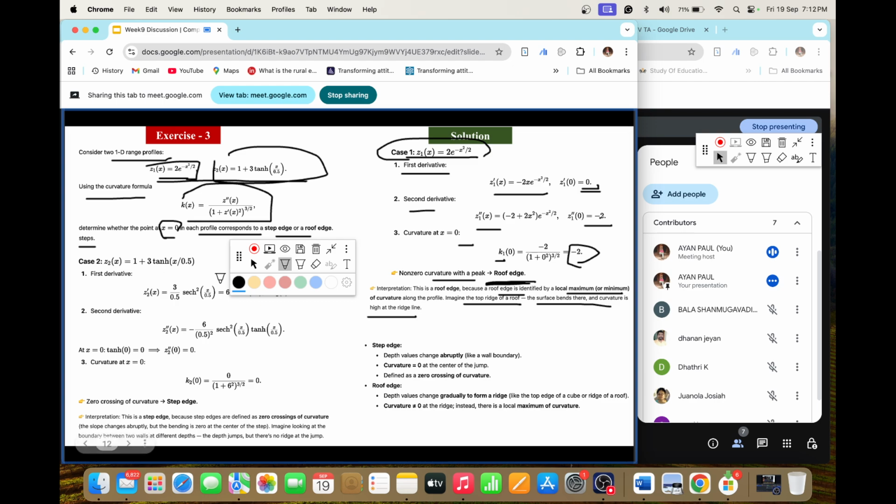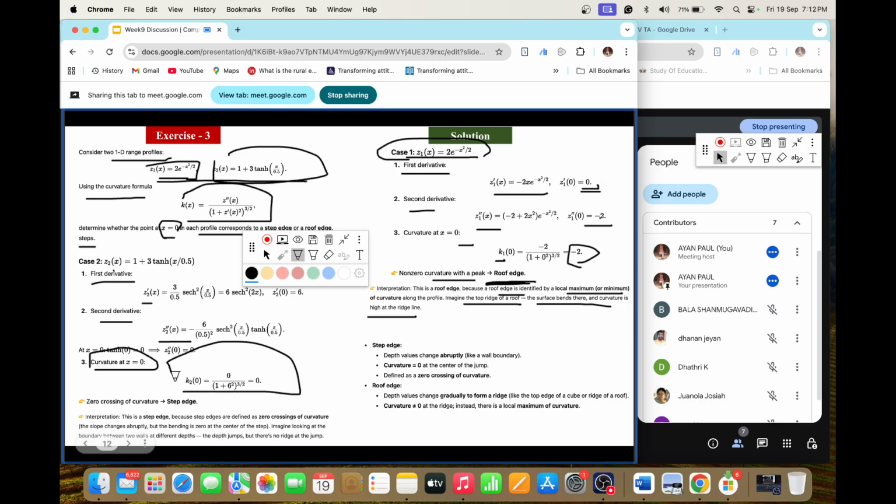But if I talk about case 2, this is another curve. Again we have to do the same thing, first derivative and second derivative, to get z dash x and z double dash x for this second curve. That is, z2 dash x and z2 double dash x, and again we calculate the curvature, and here the curvature comes out 0. That means a zero crossing of the curvature, so that is why it is known as a step edge, because step edges are defined by zero crossing of the curvature.